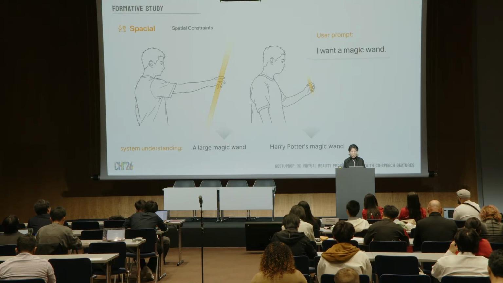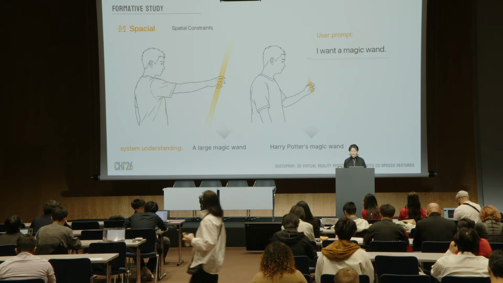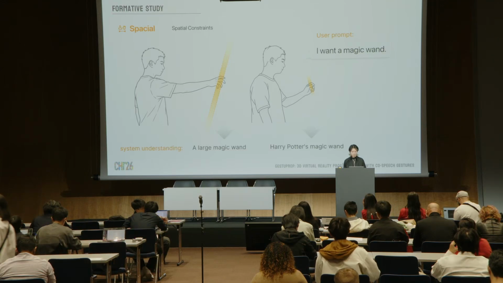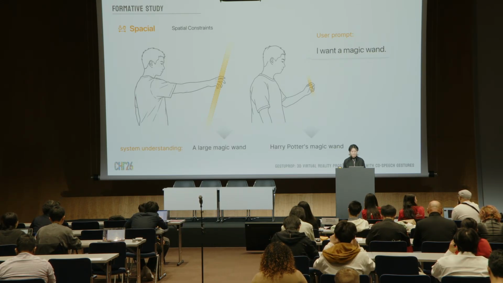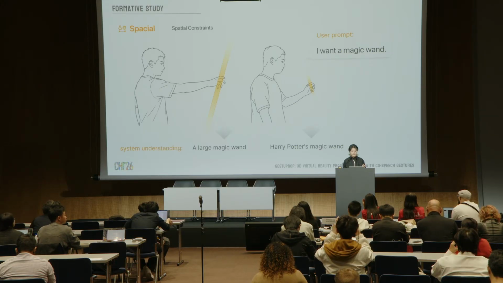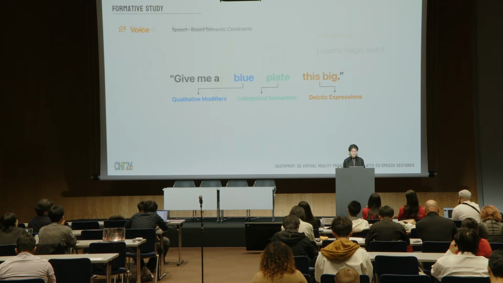Users naturally use their body as a reference. Large extended gestures often indicated larger structures. For example, as shown here on the right, when users say, I want a magic wand, the left gesture is interpreted as a large staff, whereas with the smaller, closer gesture, the user maybe wants a Harry Potter style wand.